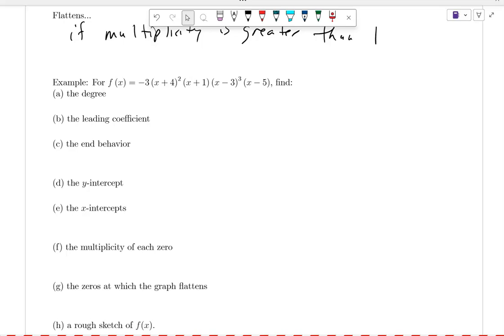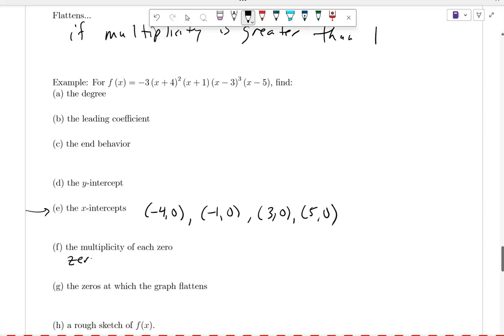We see those? Okay. Of all of the things that I have listed here that I'm asking you to find, what does that refer to? There's two things. It's the x-intercepts, right? Okay. So the x-intercepts here would be (-4, 0), (-1, 0), (3, 0), and (5, 0). Right? You should also be able to tell me the multiplicities. We just did that a minute ago. For my zeros again, you told me they were -4, -1, 3, and 5.